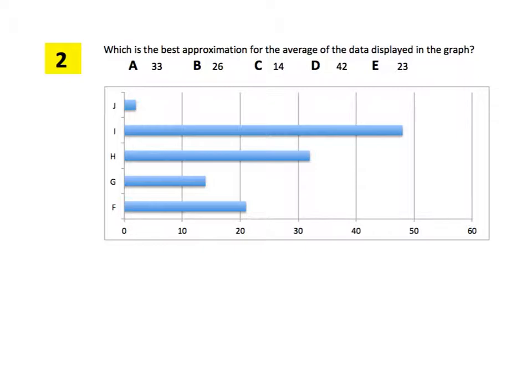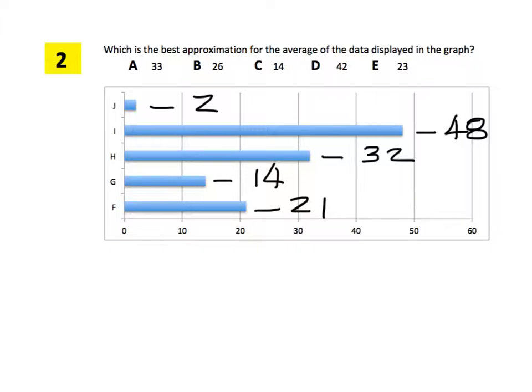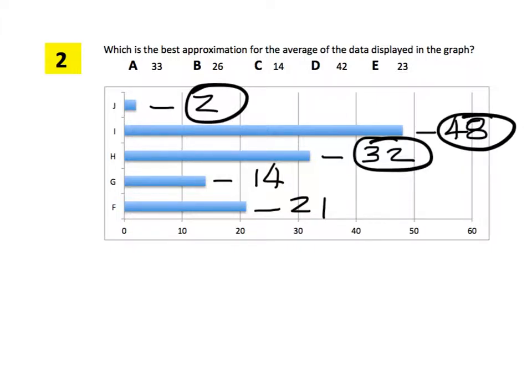What is your best estimation for this one? 2. What about this one? 48. And this one? 32. This one? And this one. Okay, so we'll go 2 and 48 is 50, 82, 96, and 117.